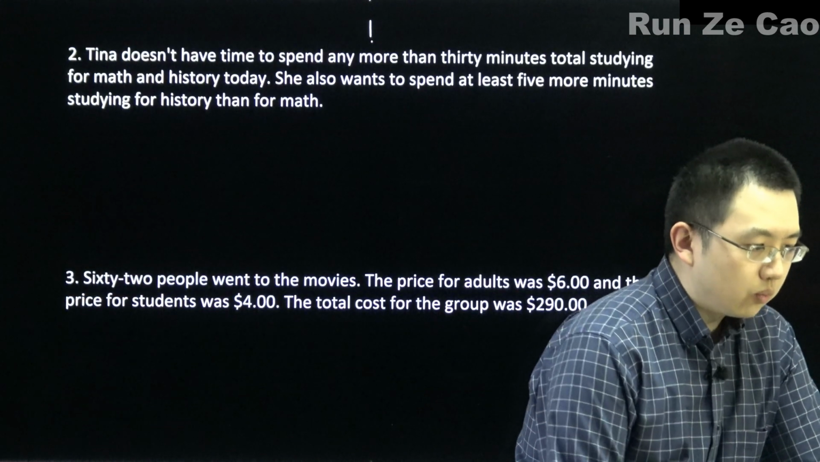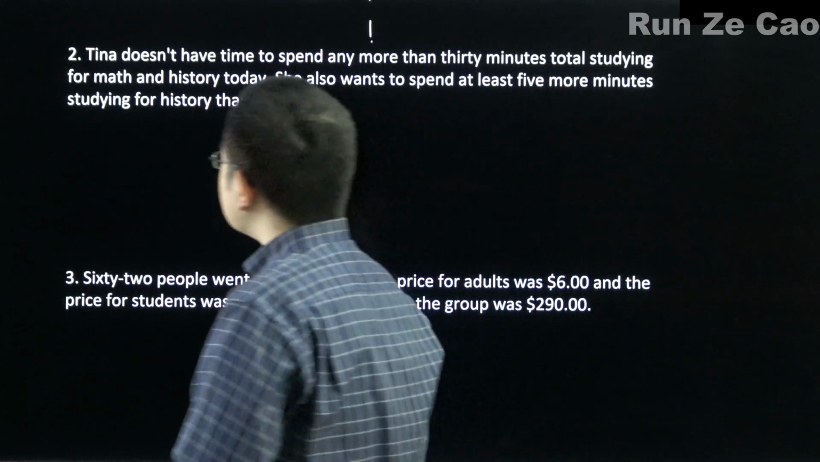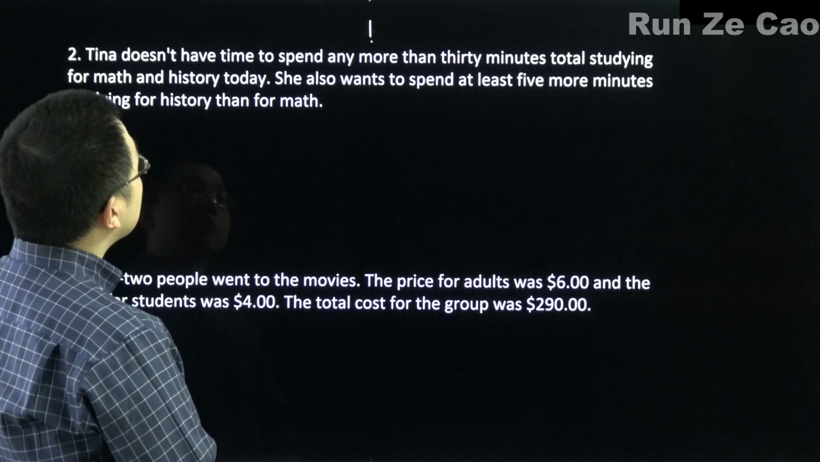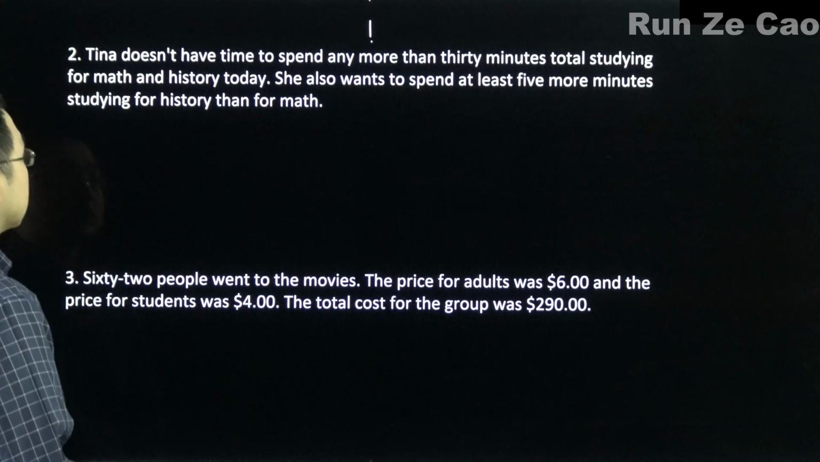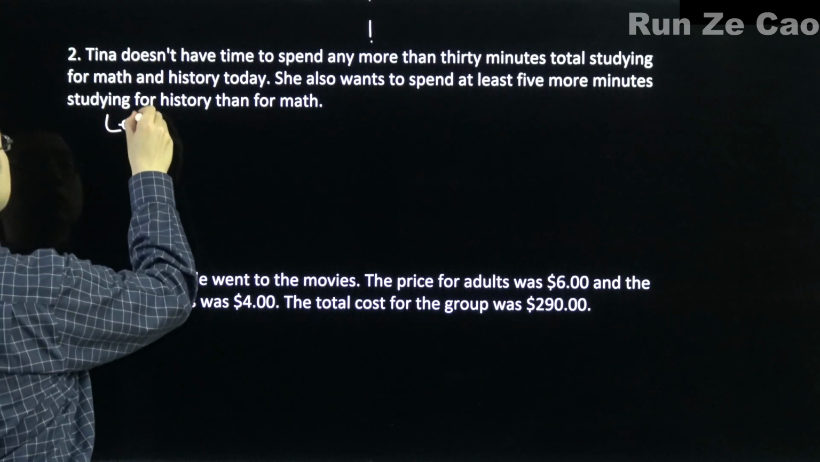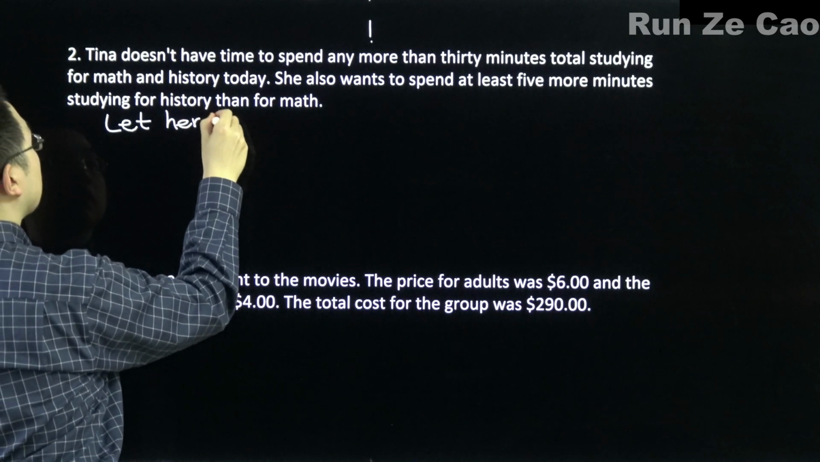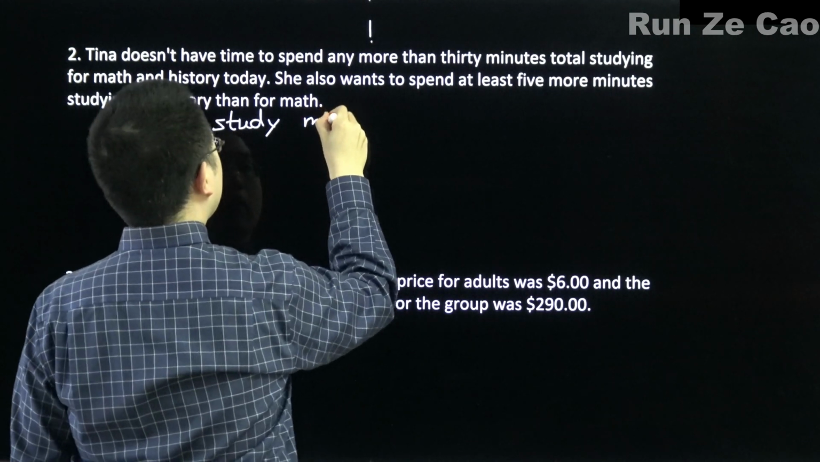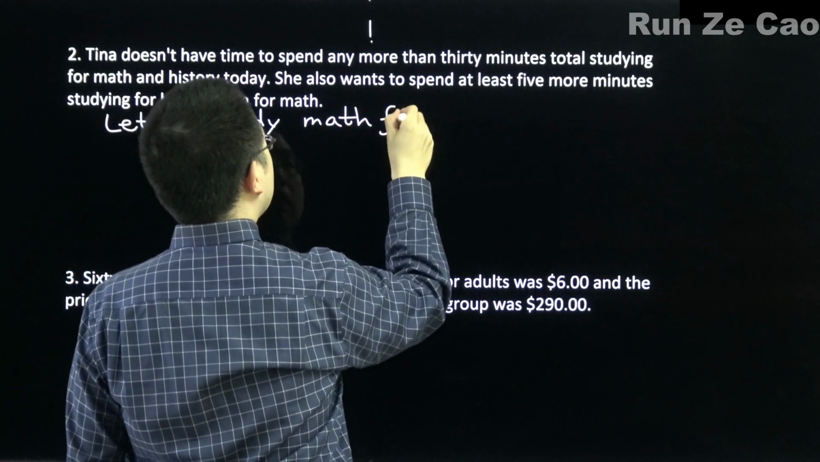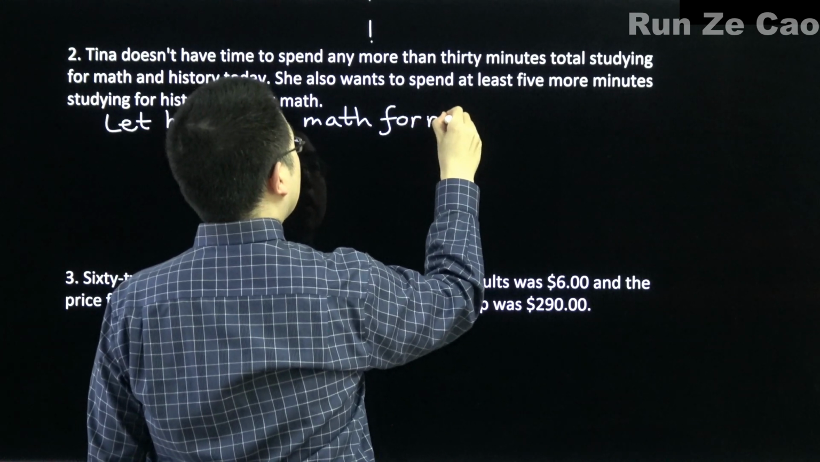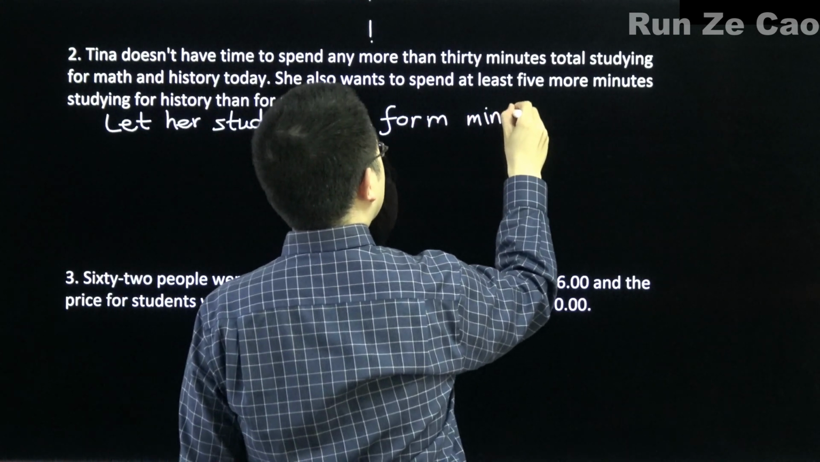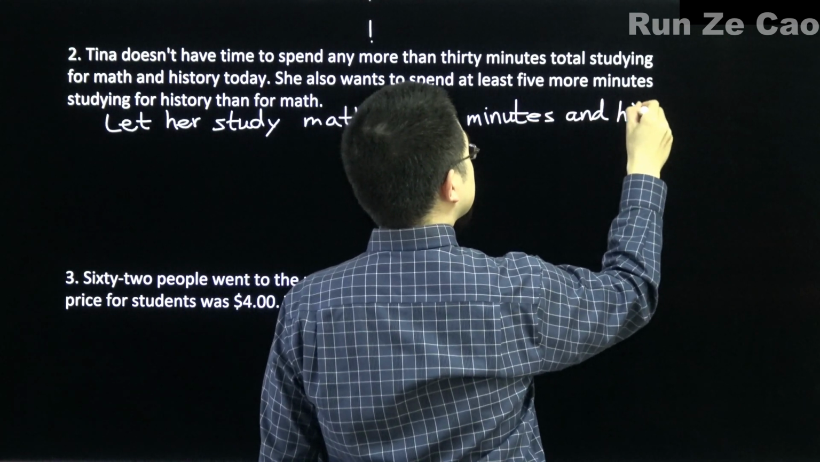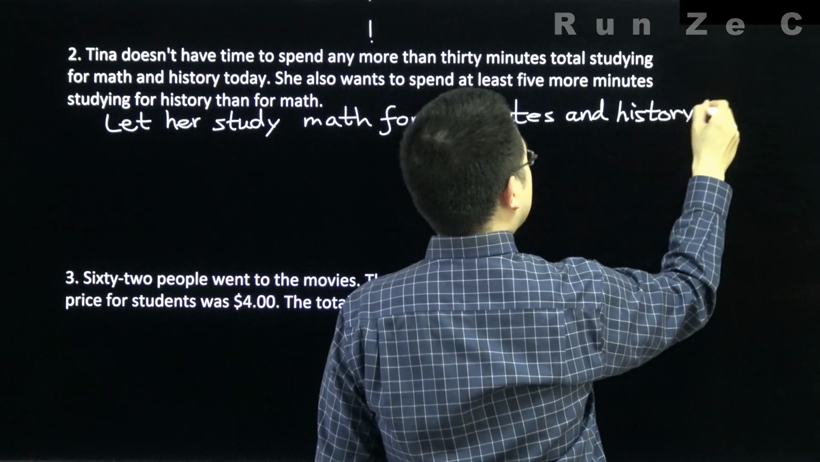Now let's say we want to make a system of equations for this next problem. Tina doesn't have the time to spend any more than 30 minutes total studying for math and history together. Let Tina study math for m minutes, and history for h minutes.